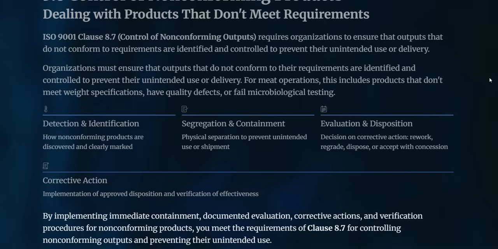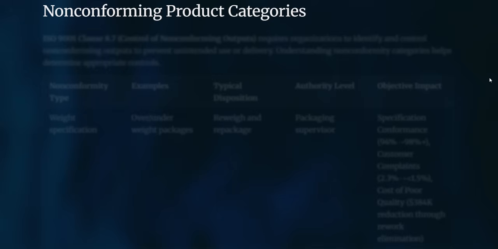Now, by implementing immediate containment, documented evaluation, corrective action, and verification procedure for non-conforming product, you meet the requirement of Clause 8.7 for controlling non-conforming outputs and preventing their unintended use. I hope that was clear.